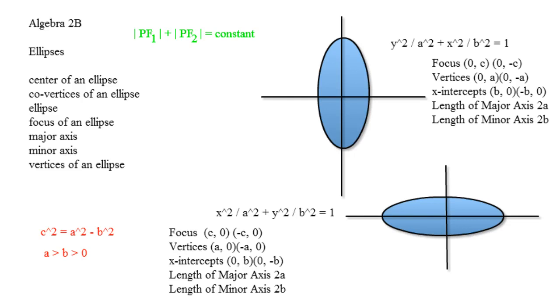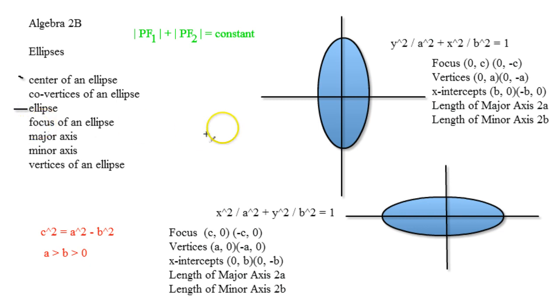Okay, now ellipses, these type of ellipses, we're going to have them just centered at the origin. So your center is just going to be 0, 0. Okay, and that checks off that. Alright, now we're also going to talk about co-vertices, focus of an ellipse, major axis, minor axis, and vertices of an ellipse. Okay, so first off, we're going to talk about an ellipse.